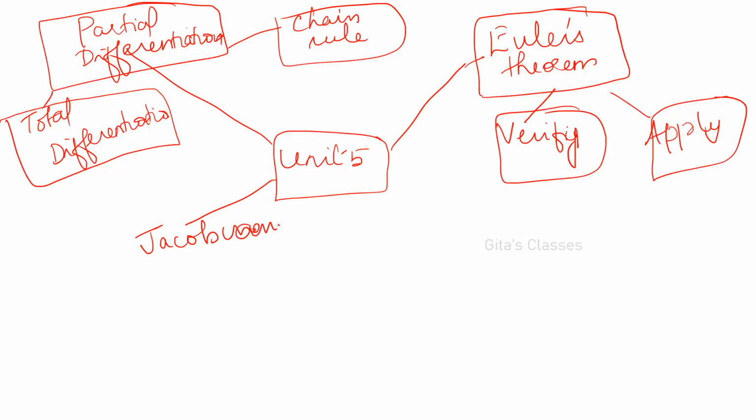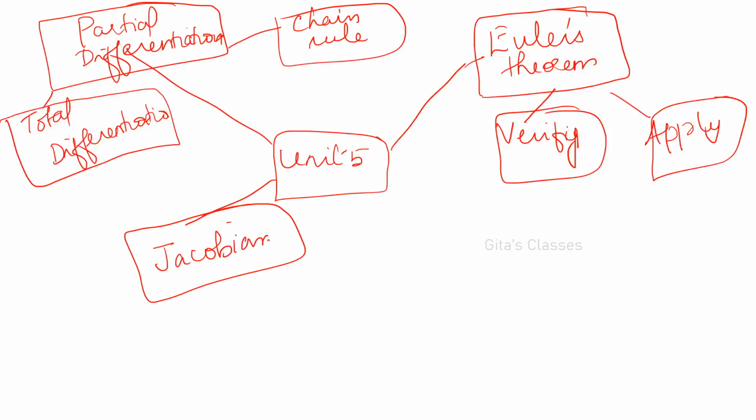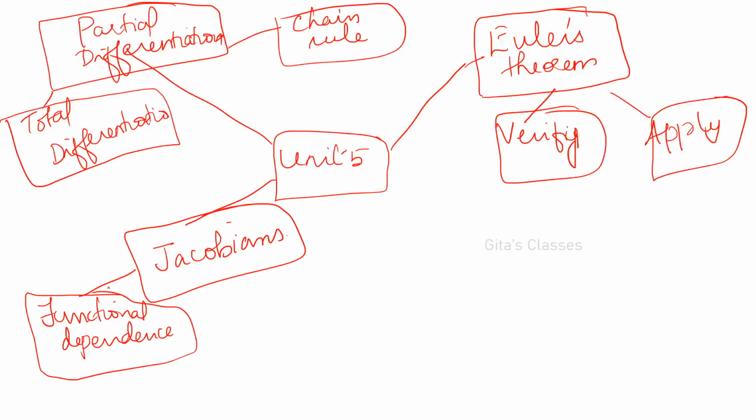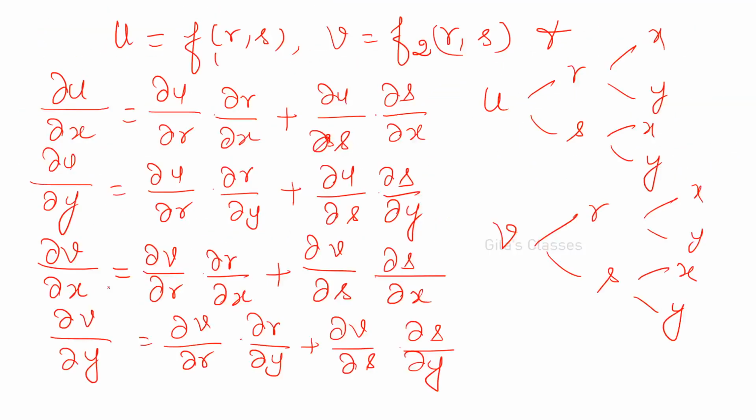What is Jacobian? Jacobian of functions of 2 variables and 3 variables also we have studied. Using this, you know what is functional dependence. You can find out functional dependence using Jacobian. Right? So what is a Jacobian?